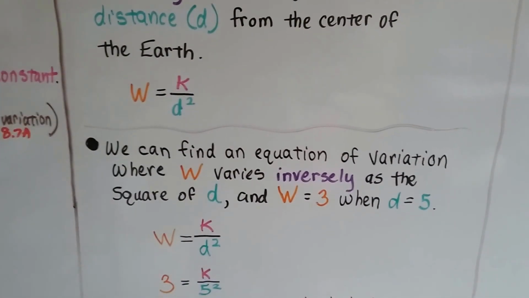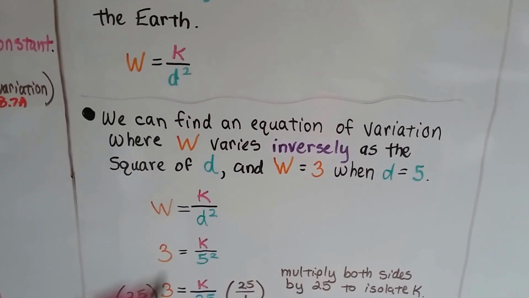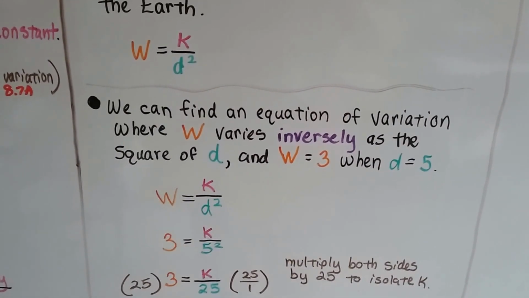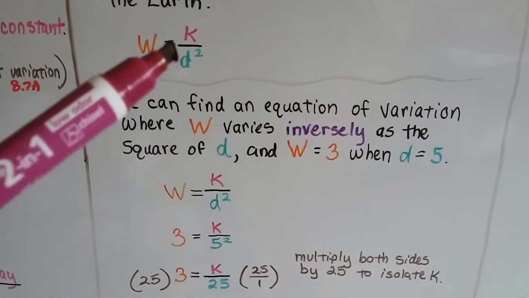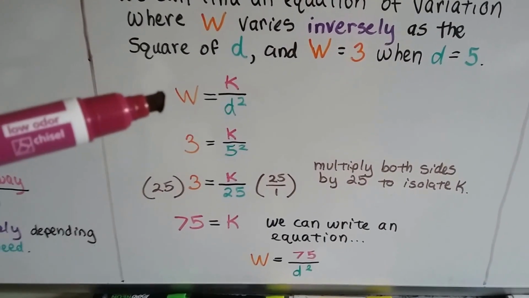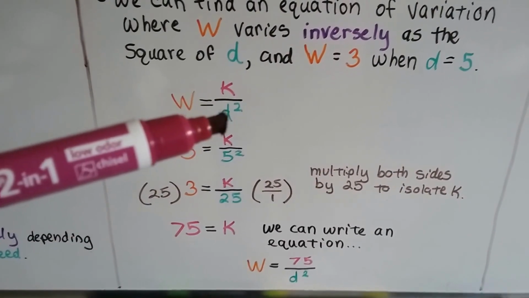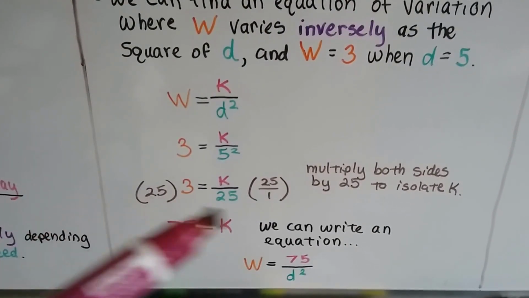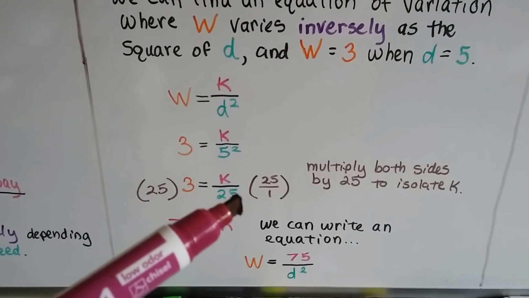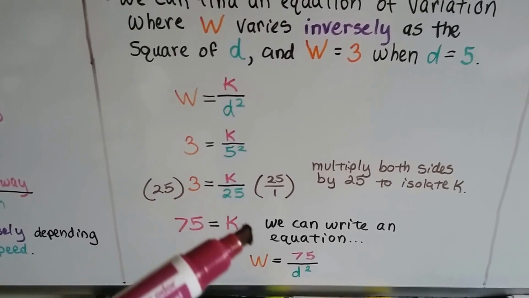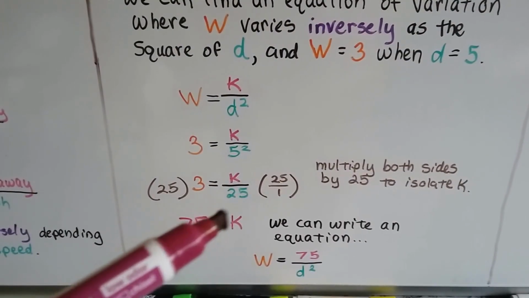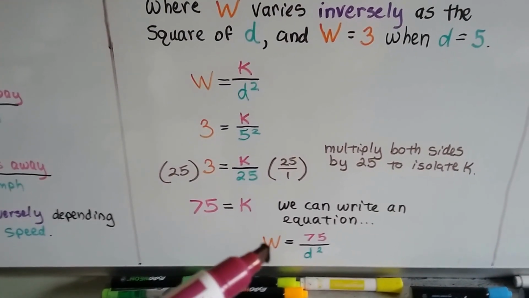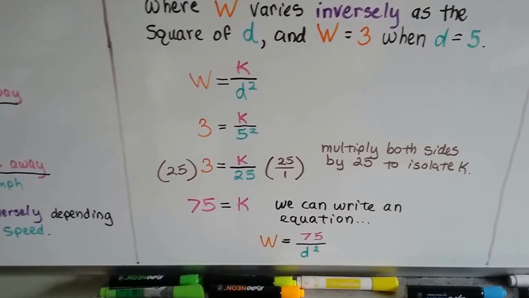Well, we can use this, and we can find an equation of variation where w varies inversely as the square of d, and w equals 3 when d equals 5. So we just take these values and substitute them into our equation. So here's our equation. We're going to set w as 3 and d as 5, so we have 5 squared, don't we? So that's going to give us a 25 down here for our denominator. If we multiply both sides of this equation by this 25, the reciprocal of this denominator, we can isolate the k because we get 25 over 25, so that's a 1, and we have k, and on this side we have 75. So our equation is w equals 75 divided by d squared. See?